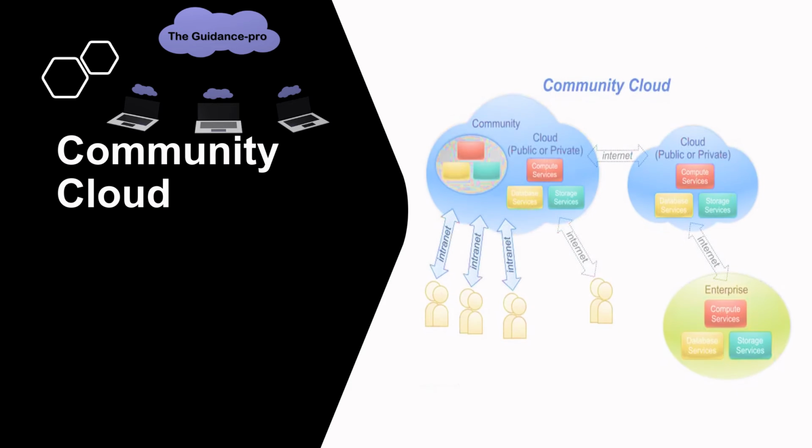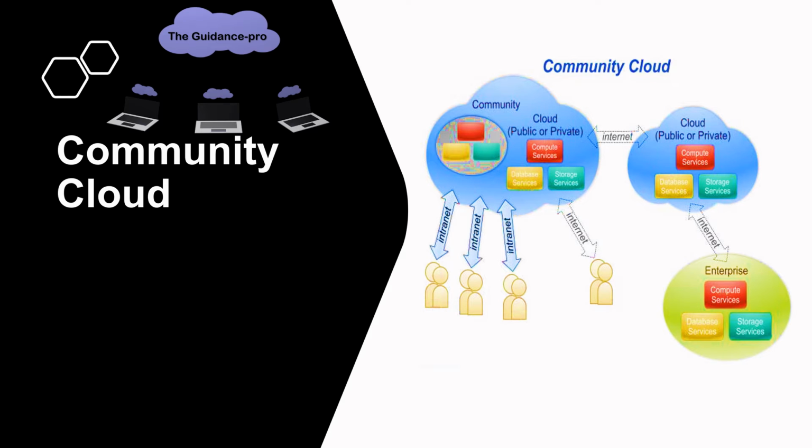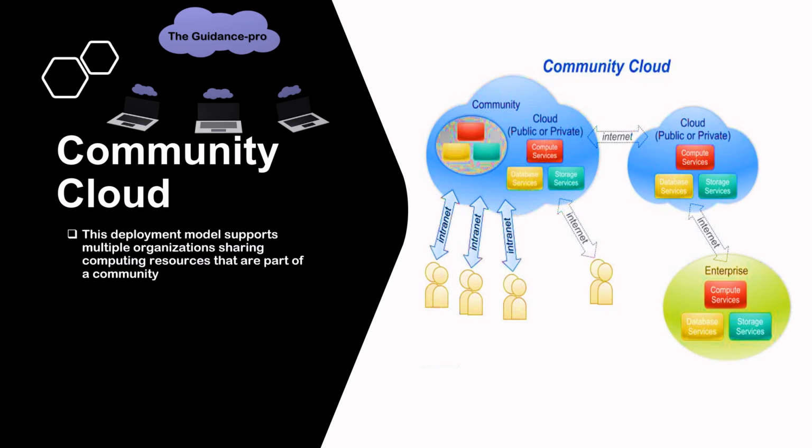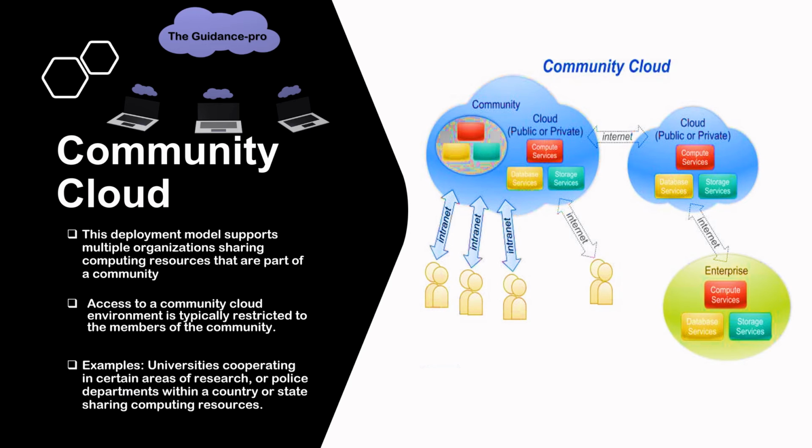Community cloud. Community cloud is a hybrid form of private cloud. They are multi-tenant platforms that enable different organizations to work on a shared platform, with unrestricted access only to the community members. Examples include universities cooperating in a certain area of research, or police departments within a country or state sharing computer resources, which fall under community cloud.